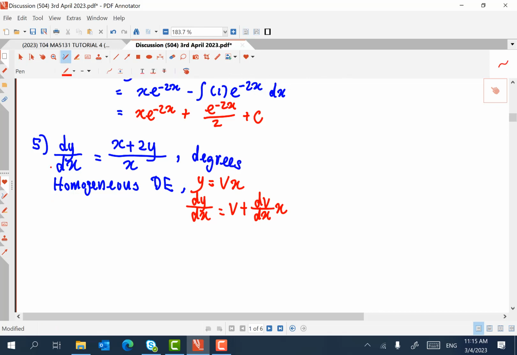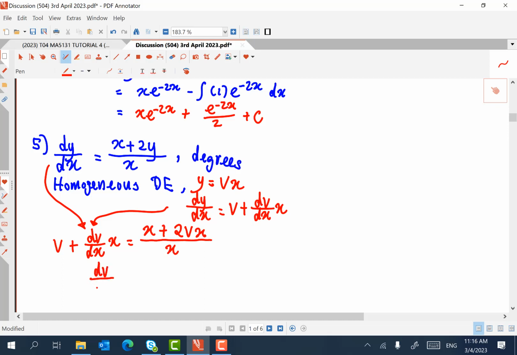Okay. Now that you have already differentiated the left and the substitution, you are ready to substitute. If you substitute, you get this. And then your dv/dx turns out to be, it becomes variable separable. So the given substitution will always convert the homogeneous equation into variable separable.